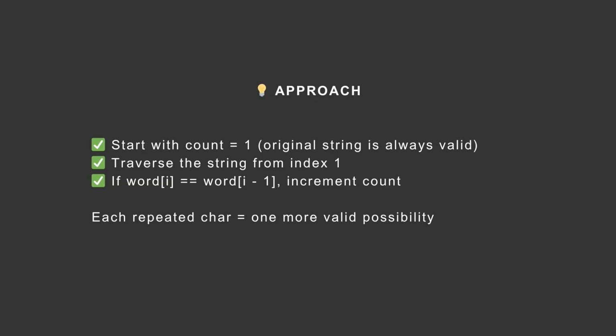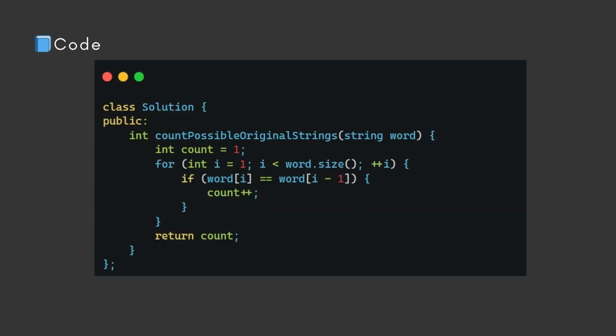Let's now see the code to solve this problem. We start by initializing a counter variable, count, to 1. Why 1? Because the original string itself is always a valid possibility. Then, we loop through the string starting from index 1. That means we compare each character with the one just before it.